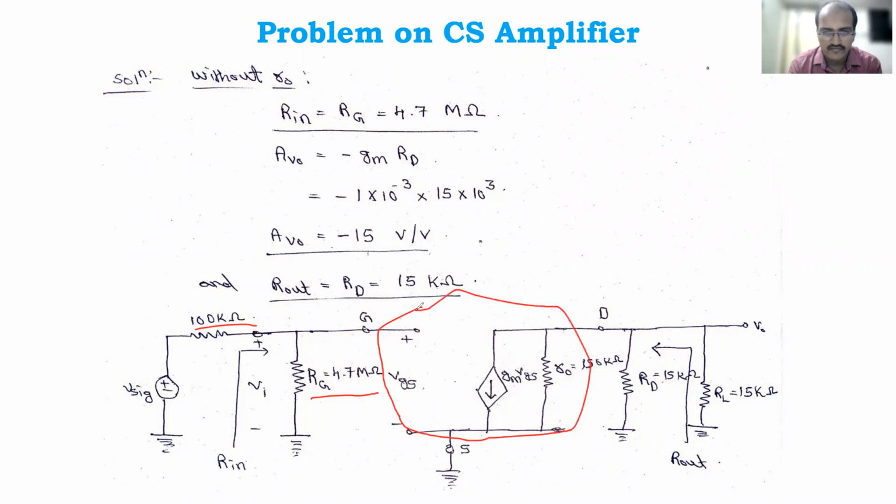For the common source amplifier, this is the gm·vgs current source value. R0 is given as 150 kilo ohm, RD is given as 15 kilo ohm, and RL is equal to 15 kilo ohm. Before RL, you will calculate the Rout.